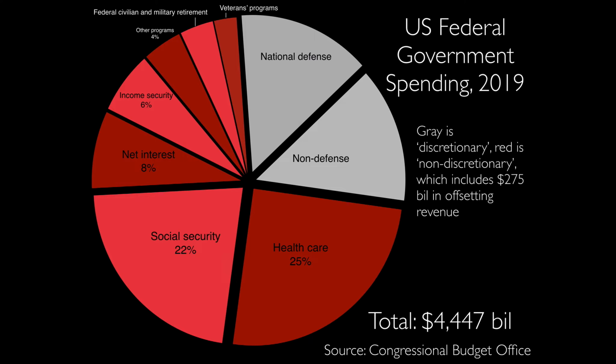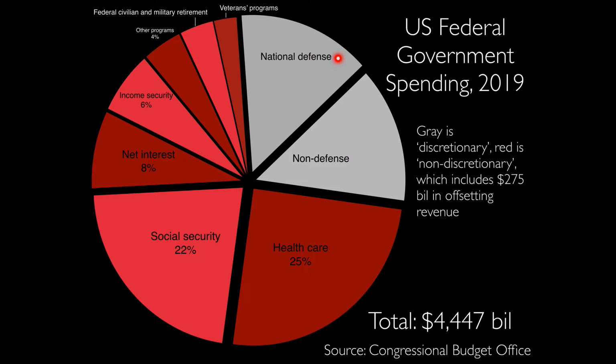And again, these are the categories that are used by the Congressional Budget Office. So 8% of the budget here is net interest. We have 6%, which is called income security. This basically goes toward the various welfare programs, aid to families with dependent children, housing, and so forth. Other programs, 4%. We have federal civilian and military retirement, veterans programs.